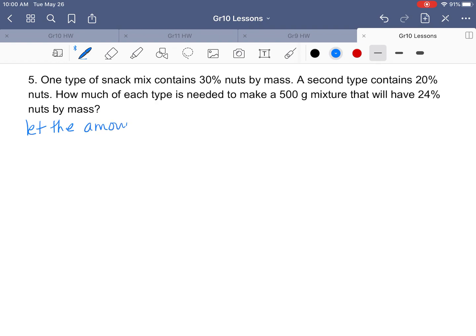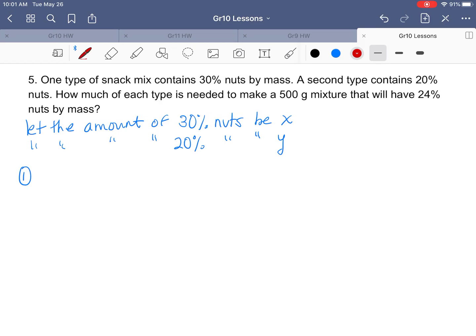So we're going to say let the amount of 30% nuts, and we mean the snack mixture with 30% nuts, be x, and then let the amount of the snack mixture with 20% nuts be y. Okay, now that we've written our let statements, we're going to use that to help us create our equations.